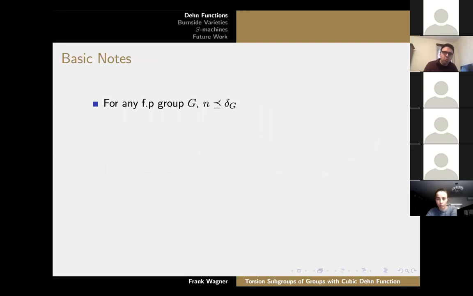Okay. So some just basic notes about the Dehn function. We already saw this when I talked about the free group. Dehn functions are all bounded below by the linear function. Right? We can always say that it's at least as big as the linear function because even constants are at least as big as the linear function.